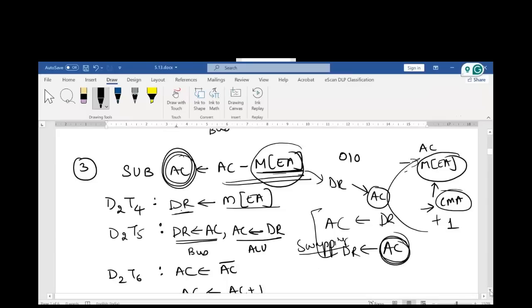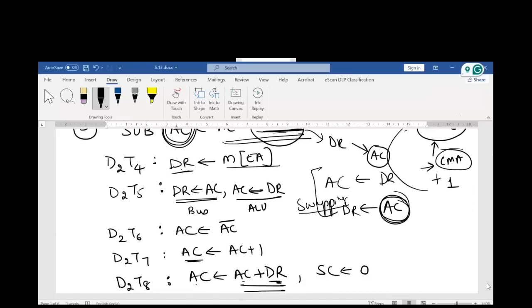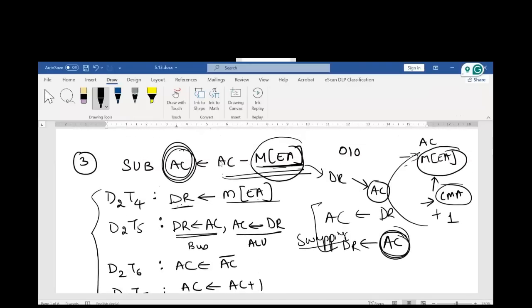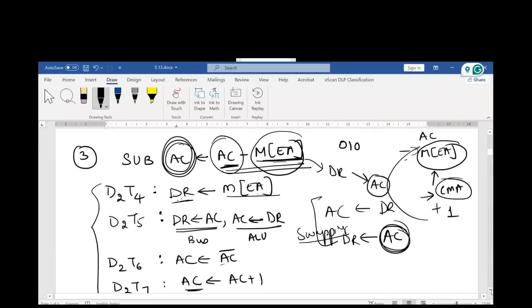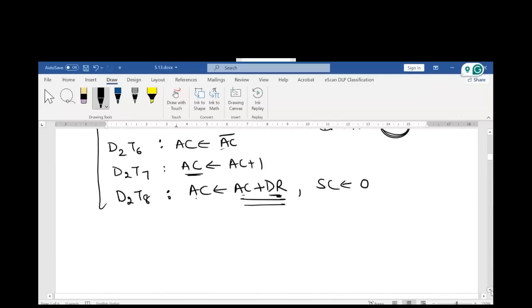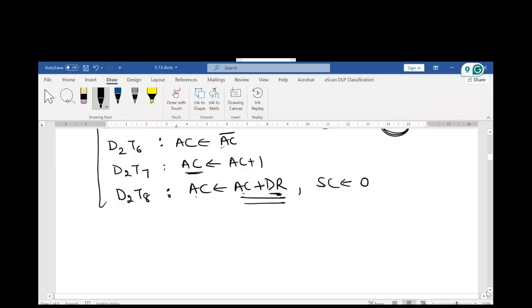So how many steps take place? These are the steps that are taking place. First, M of EA to DR. Then swap AC to DR and DR to AC so that my old AC is available here. Why? Because you need to subtract M of EA from the old AC only. So here we are swapping them. After swapping, take the complement of your AC, add 1 to it to find the 2's complement, and then add it to DR. So this would end my instruction SUB. Fine? Now, let us see the next one.